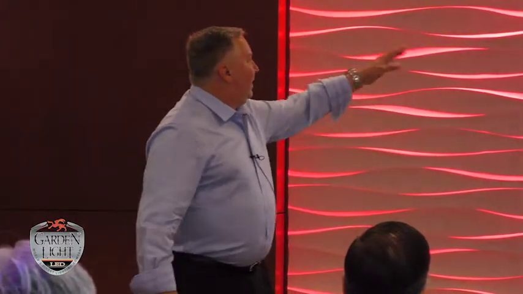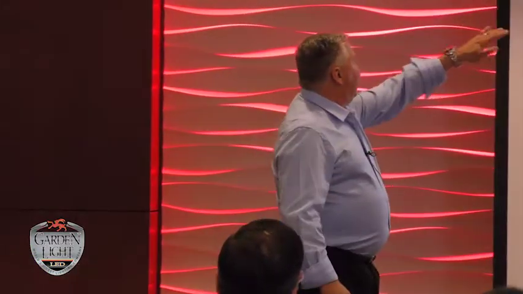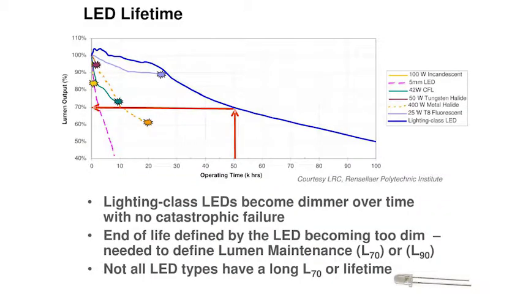So we create things called L numbers, which in this case, L70 is a very popular number that people use. It's a life period at which 70% of that light is still visible, but anything below that, it's below 70%. So what happens is the operating hours will go out there over a period of time. You see where it starts at 100%?